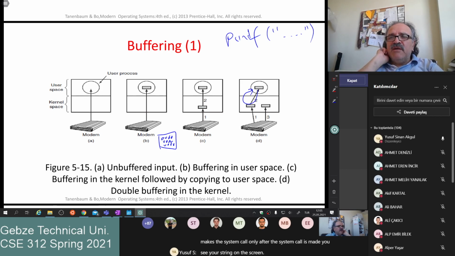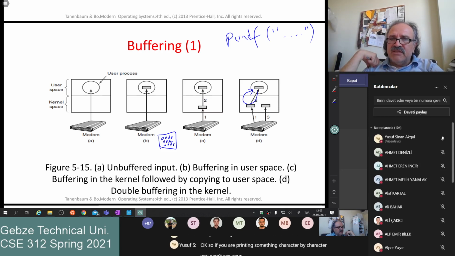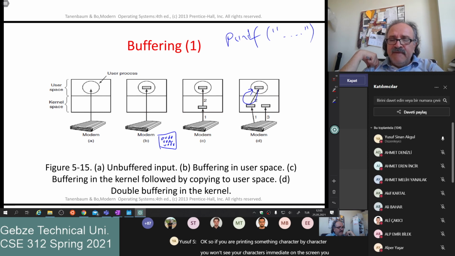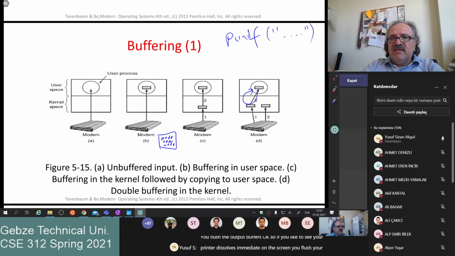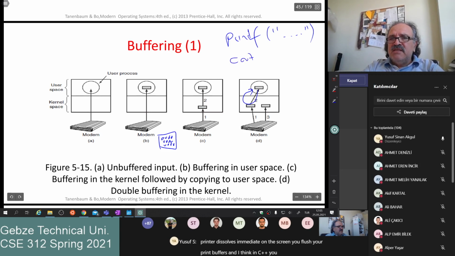So if you are printing something character by character, you won't see your characters immediately on the screen. You will see them only when the buffer is full, or when you flush the output buffers. If you like to see your printed results immediately on the screen, you flush your print buffers. And I think in C++ you would say cout.flush, yes, something like that.